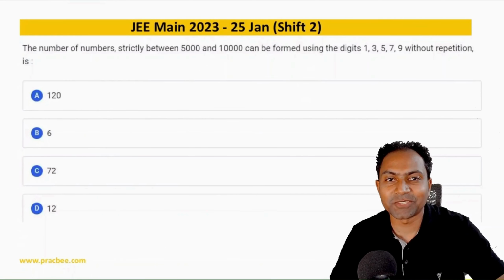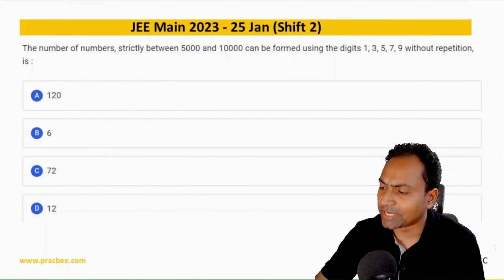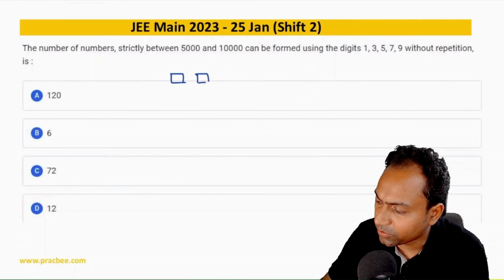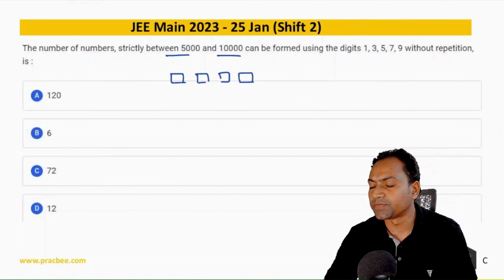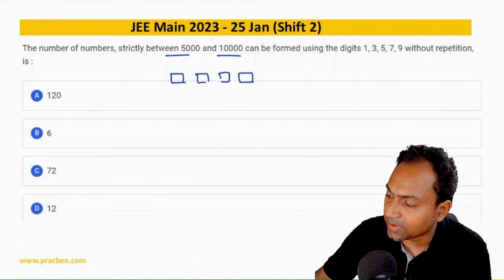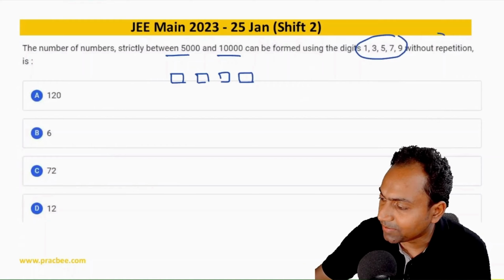Now, in this 2023 question, again a very simple question has been asked. Again, we can use our box method. So what we need to do is find a 4-digit number that is greater than 5,000 and smaller than 10,000, which would mean a 4-digit number. Now here they have also given us the digits, but they have mentioned without repetition.